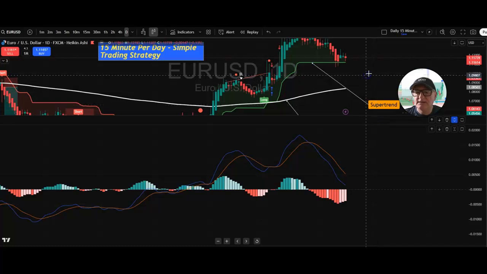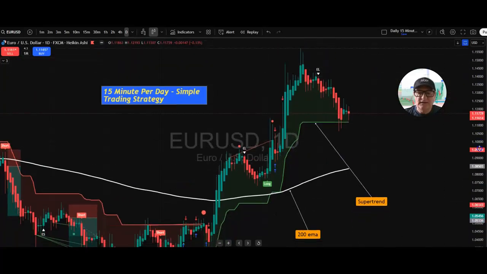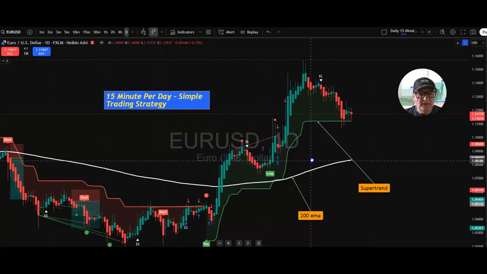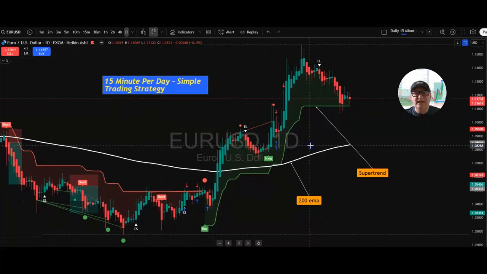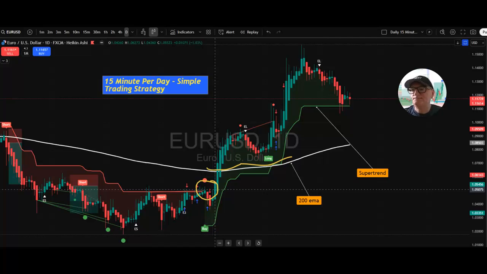Now let's have a look at long entries so that you get a better opportunity to get into the daily chart and just work 15 minutes a day. Now here's the change of character on the euro dollar on the daily chart. We can see that clearly. The super trend has gone green. The price has moved above the 200-day moving average, and all the Heikin Ashi candles have gone green as well.